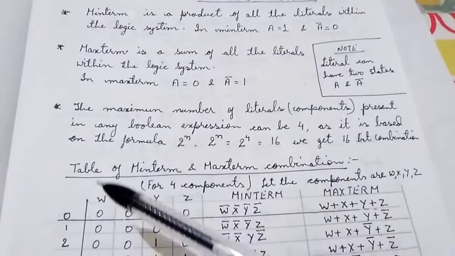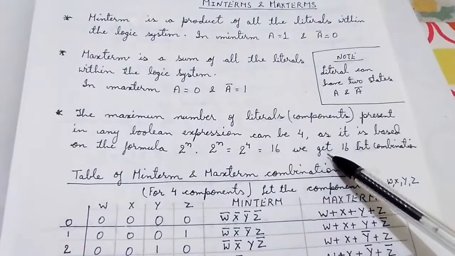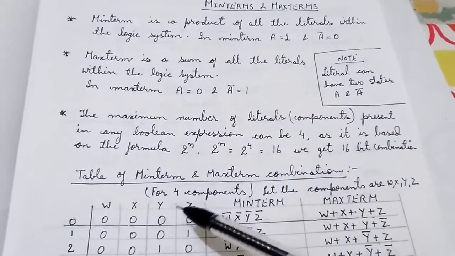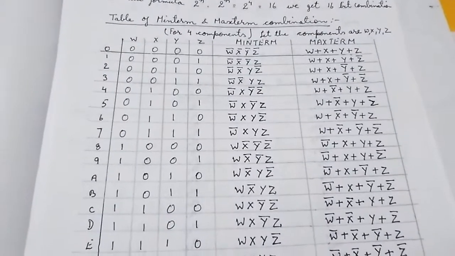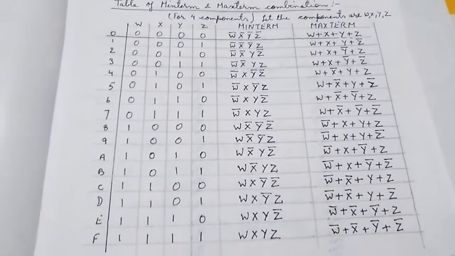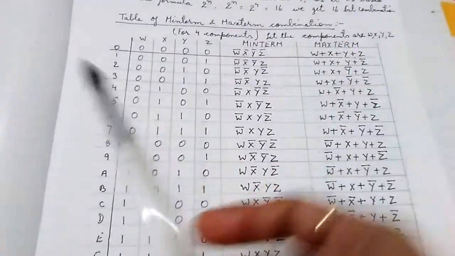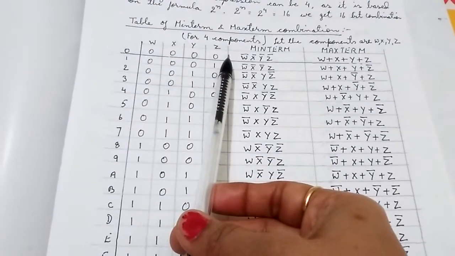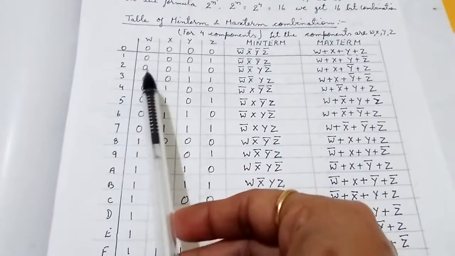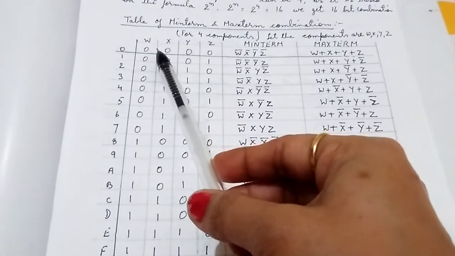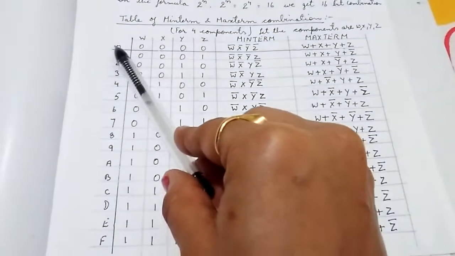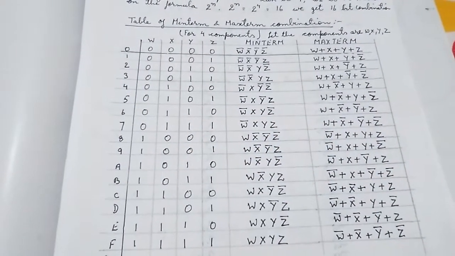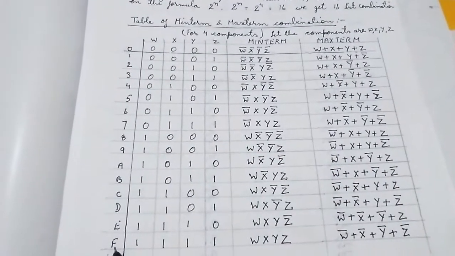Now when we proceed to the table of min term and max term combinations for the 4 components, we see here I have made a table of 4 components. The component names are w, x, y and z. I hope you remember how to put a unique combination of 0 and 1 when there are 4 components. So 2 to the power of 4 equals 16. We get a set of 16. I have written here its values in number system format, 0 to F.